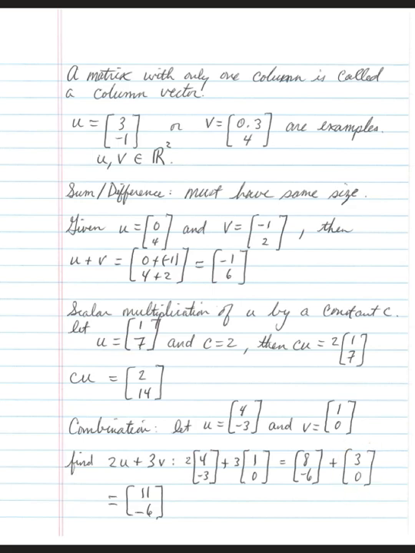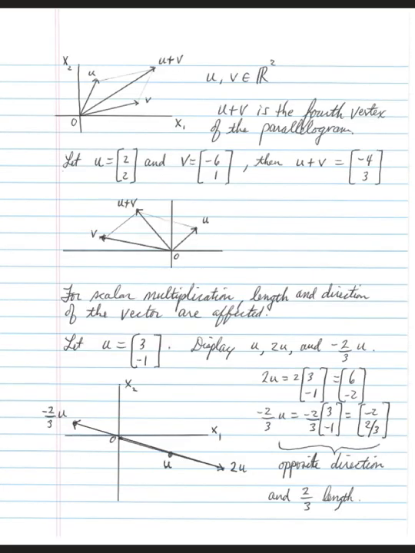Take care of your scalar multiplication first, and then now we can add same positions. 8 plus 3 is 11. -6 plus 0 is -6. And remember, vector u is 3.